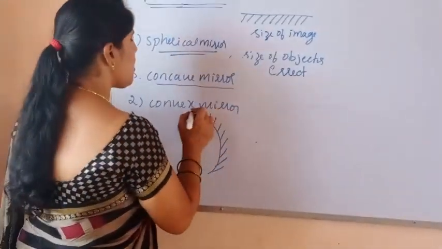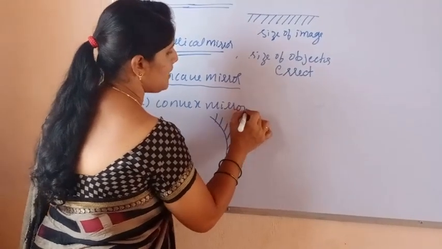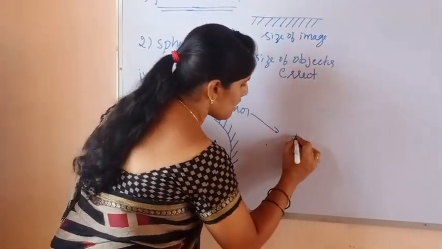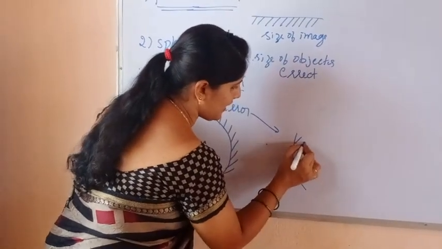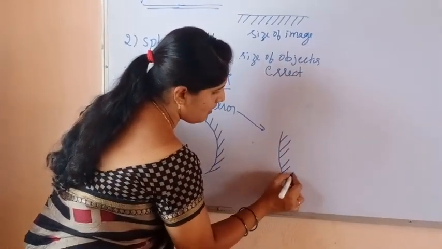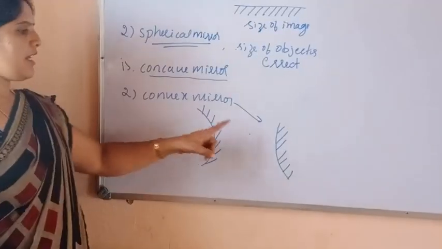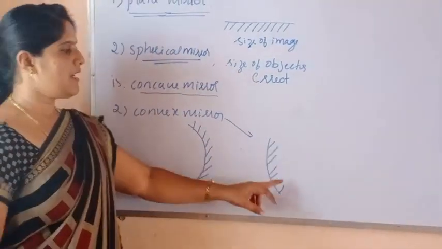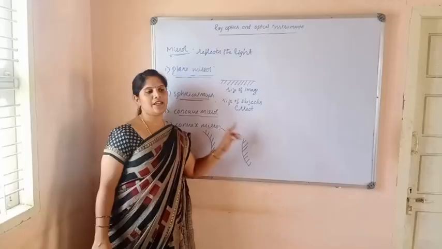The second one is the convex mirror. A convex mirror is one whose outer surface is reflecting and inner surface is non-reflecting, like this.